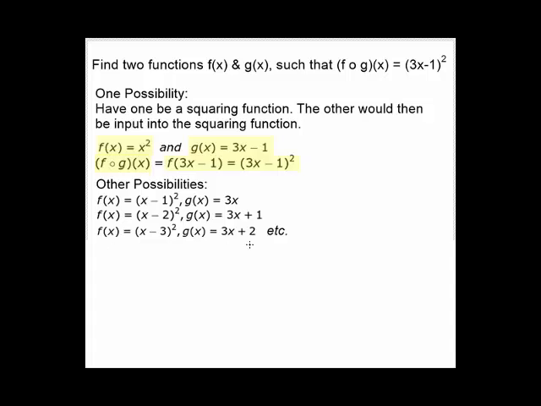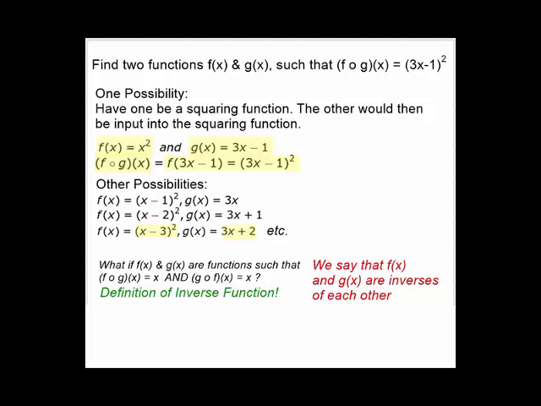We could just bump g of x up to 3x plus 2 and make f of x x minus 3 quantity squared. And as you could see, we could just keep going with this forever. 3x plus 4, x minus 5 quantity squared, etc. So there's an infinite number of possibilities.